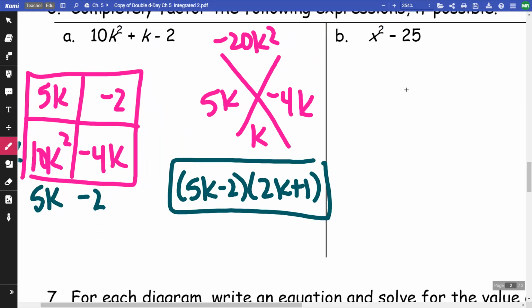On B, this is a difference of 2 squares. So this is going to be an x plus 5 and an x minus 5.